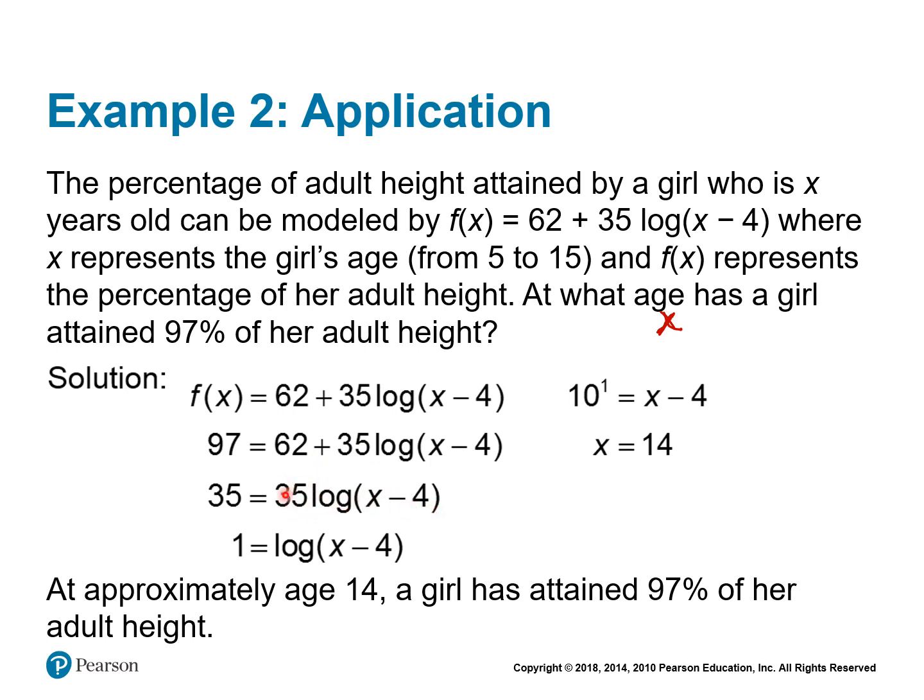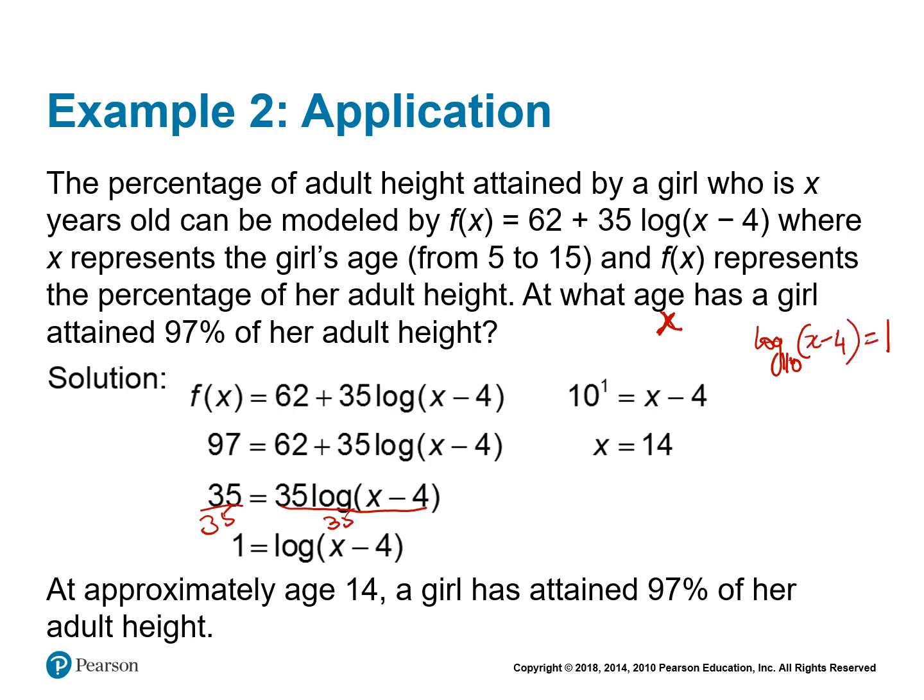So we have to remove this 35 as well. So divide both sides by 35 to remove that, and we get 1. 35 divided by 35 is a 1. So 1 equals log of x minus 4. Now keep in mind this is log, therefore the base is a 10. All right, so it's as good as saying log base 10 of x minus 4 equals 1.